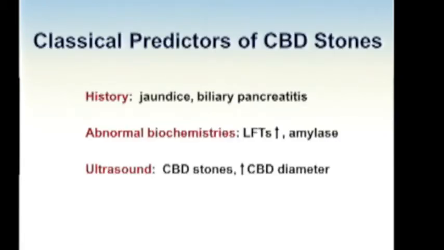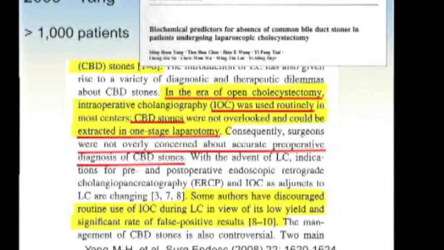So as we know, the classical predictors of CBD stones are history of biliary pancreatitis or jaundice, increased LFTs or amylase, and on ultrasound either CBD stones or enlarged CBD diameter.